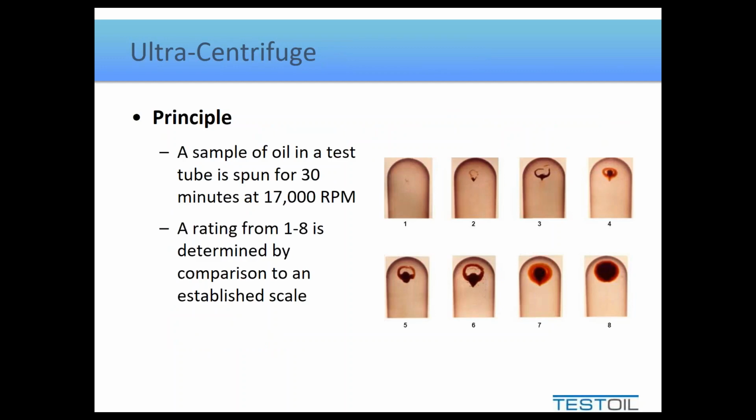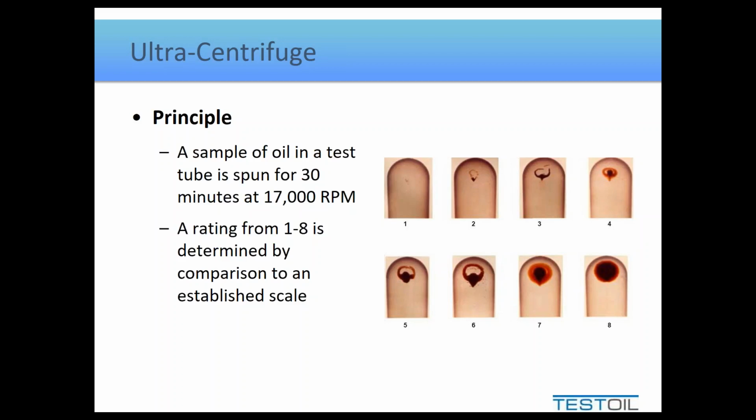You fill a test tube with oil and you spin it at a ridiculously high speed for 30 minutes. And the idea is that you're going to pull down everything of higher density than the fluid itself. Now, if it's a higher density than the fluid, the assumption is that most of it will be insoluble varnish precursors. And basically, when we conclude the test, we pull the test tube out and we look at the bottom of the test tube and we compare it to the visual scale you see there.